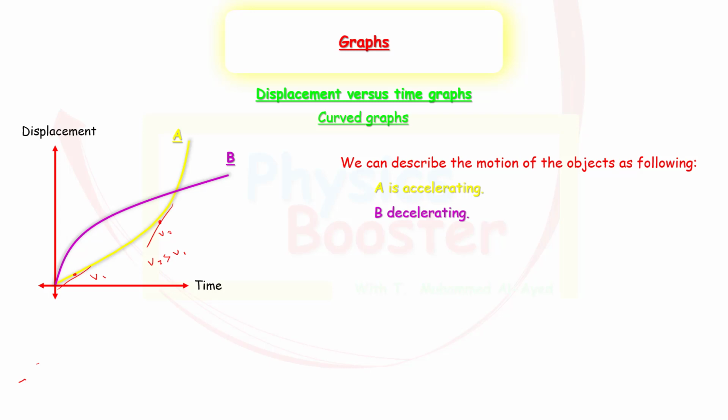So we took a quick look at displacement versus time graphs. There are three types. We said that there's the constant graph, there's the linear graph, and we have the curved graph. And now we understand what each of them means, or what motion we can describe from these three graphs.